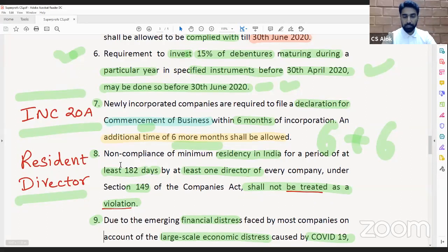Yes, resident director next. See, resident director, Companies Act says that any one director of the company should be resident in India. They don't say resident of India. That means even a foreign director could be. So there are some companies, there are only foreign directors. But at least one person should stay in India for 182 days, correct? In every year. Now, section 149, they've told, if you don't stay, it shall not be treated as violation. Because some directors may have gone back to their home country, or other directors are stuck somewhere.